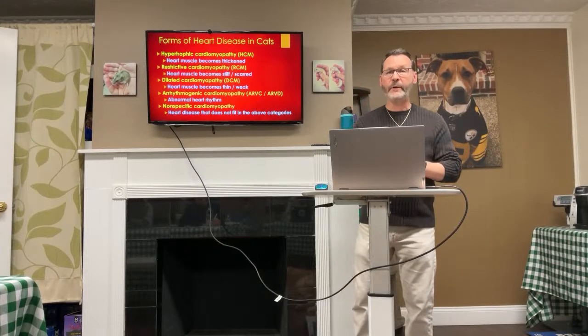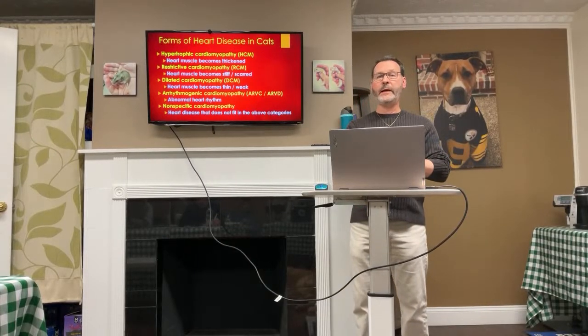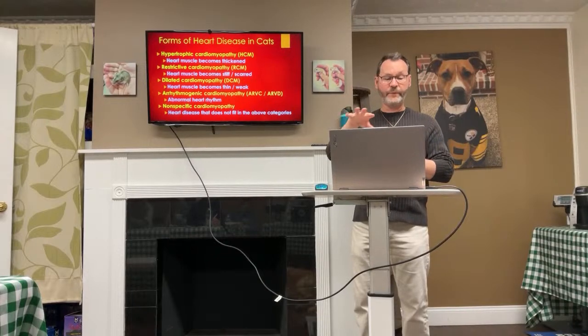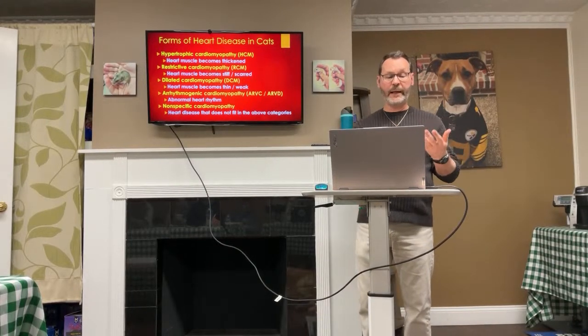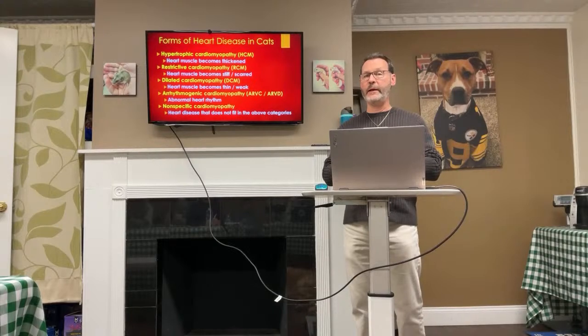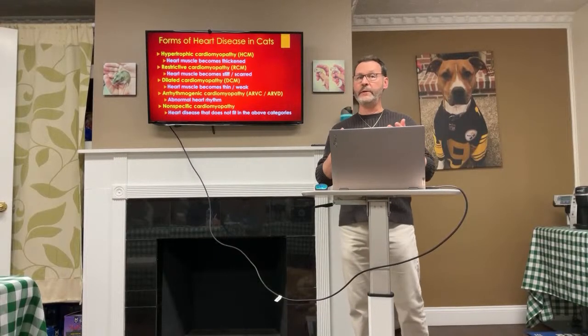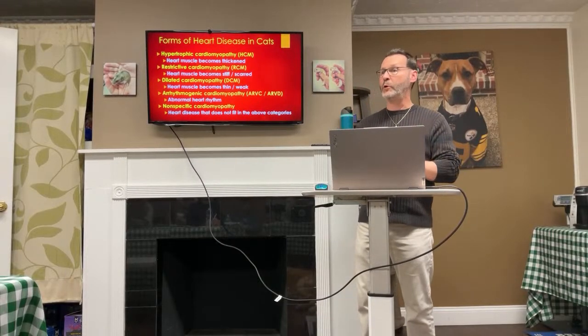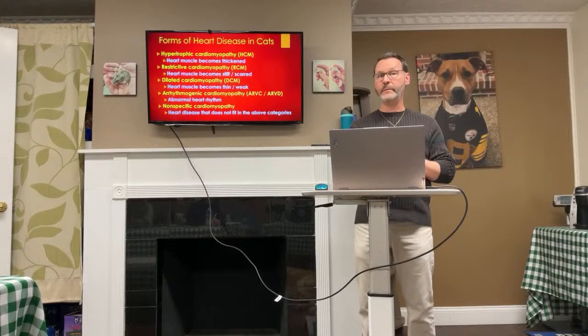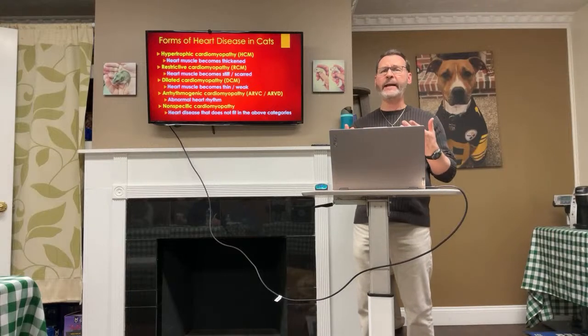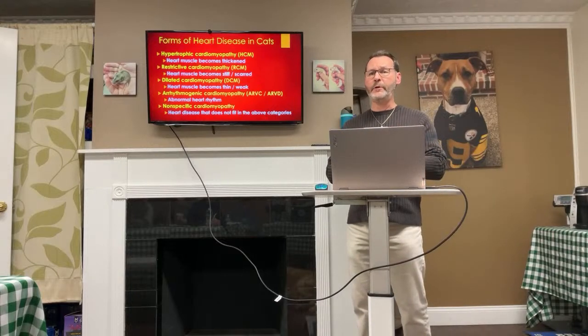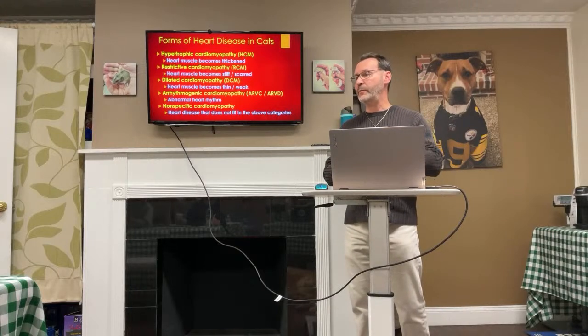Then we have one called arrhythmogenic cardiomyopathy. This has two forms, that's why I have two different abbreviations. One is arrhythmogenic right ventricular cardiomyopathy, which we'll spend a little more time on. The other is called arrhythmogenic right ventricular dysplasia, where the right ventricle is abnormally formed or developed, okay? They go hand in hand because they usually occur at the same time in most cats when they're present.